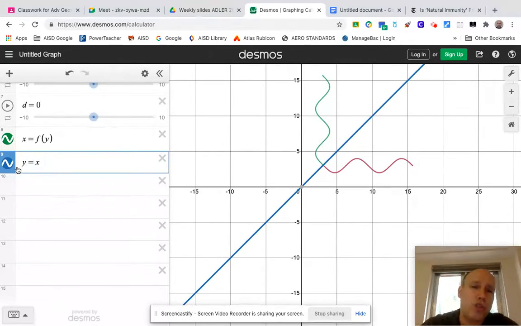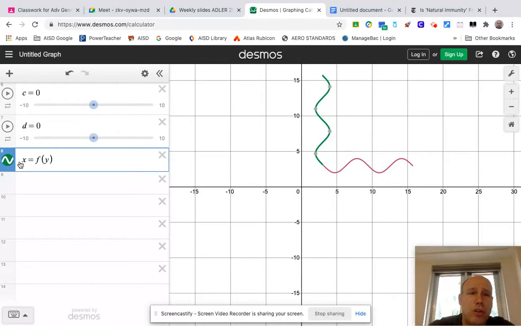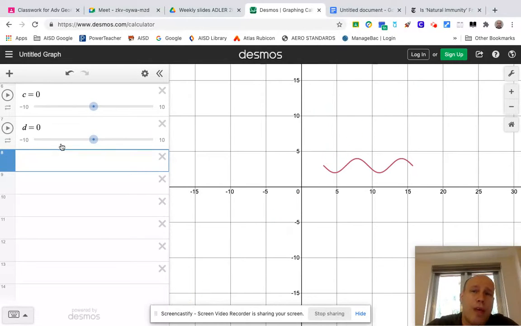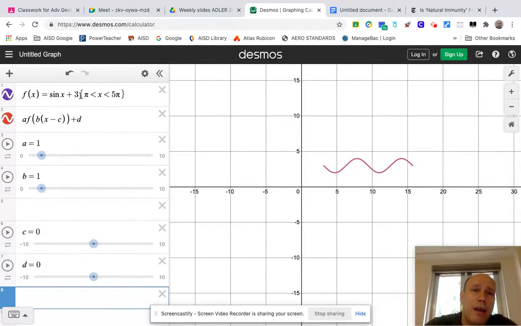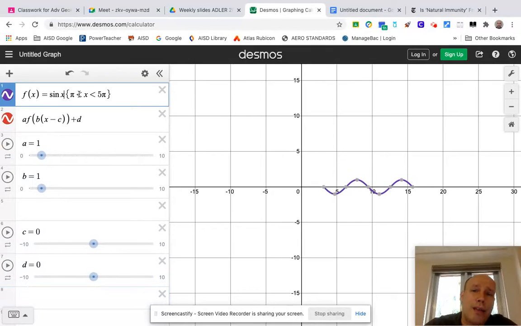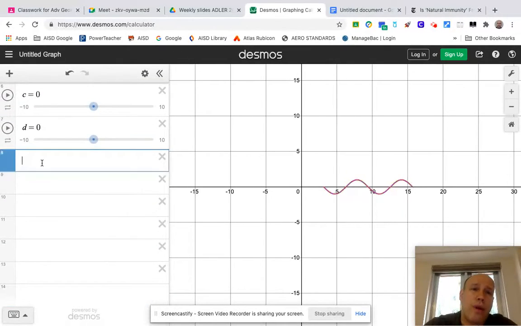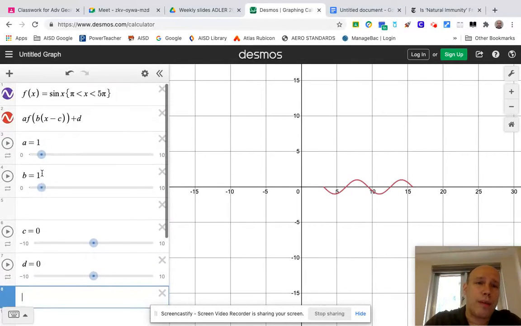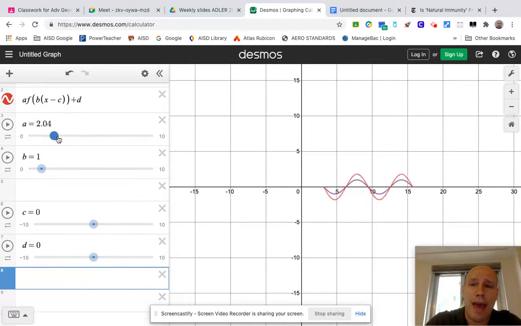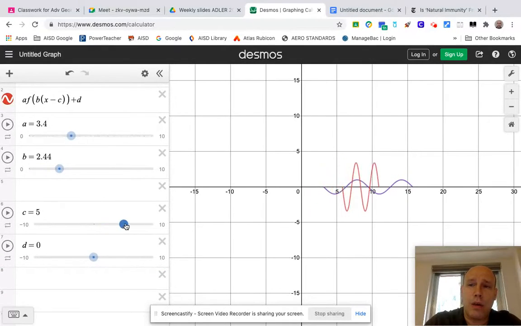Okay, and so what you can do in Desmos, and I asked you to do this, is fool around with that original function. If we bring it back to x, you can fool around with it. What happens if I move my a, and then move my b, and move my c, and then move my d?